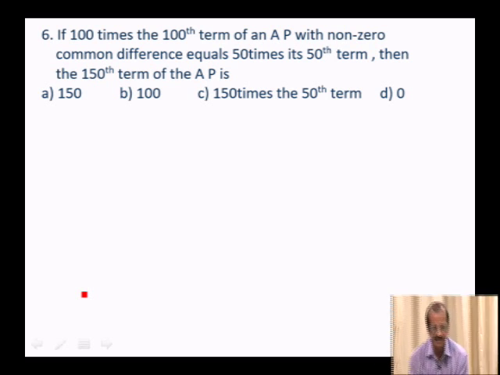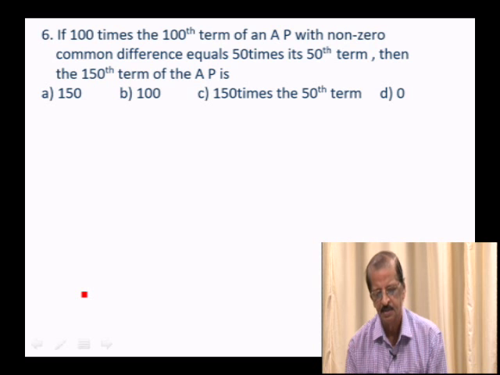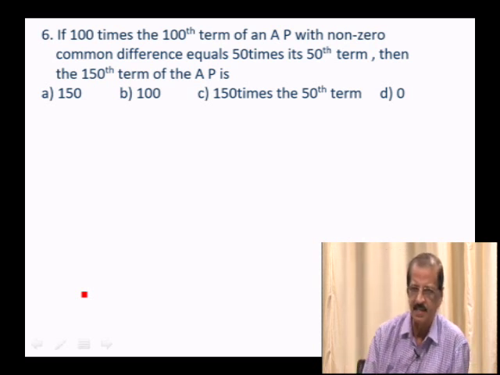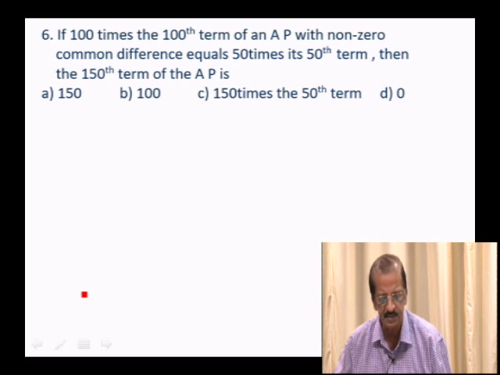So, sixth one, if 100 times the 100th term of an AP with non-zero common difference equals 50 times its 50th term, then the 150th term of the AP is: option A 150, option B 100, option C 150 times the 50th term, option D 0. So, here we have to take the AP as a plus d, a plus 2d, etc., and then take this 100th term and 50th term. So, let us see how it can be done.